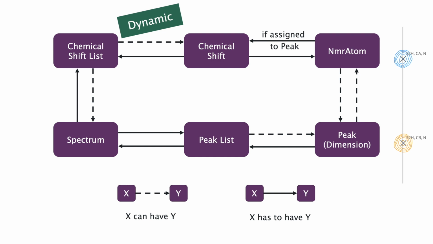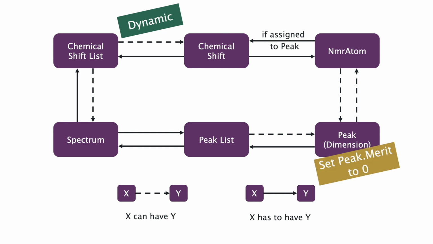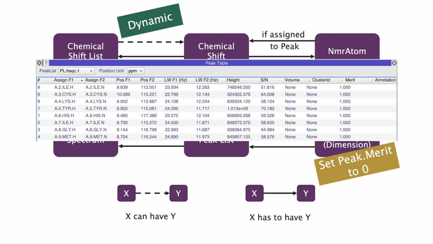The only way you can ensure that a peak will not contribute to the averaged chemical shift is by setting the peak merit to 0. So, if you have a look at a peak table, then you will see that there is a merit column which you can edit. By default, the merit is always 1. But if you set it to 0, then that peak will not contribute to the averaged chemical shift.